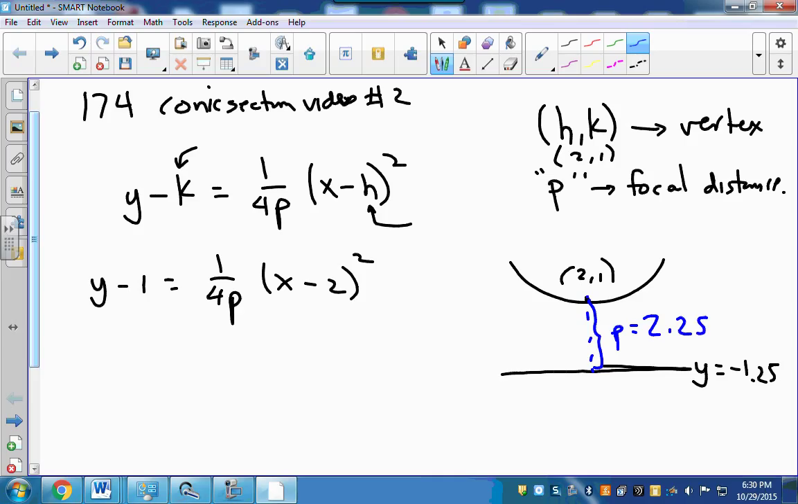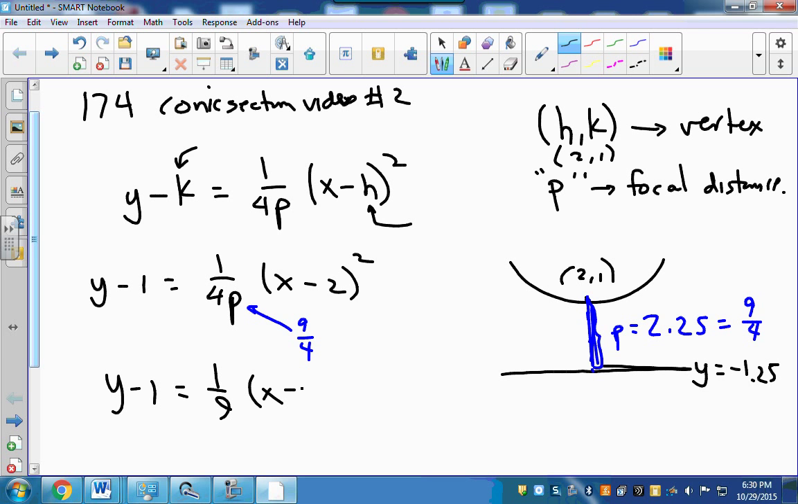It is a distance, so I'm going to call it positive. 2.25. And maybe I can write that a little bit cleaner. That's 9/4. Okay, so that's our p value. We'll put that right here, 9/4. Obviously, the 4's cancel. And we're done with the problem. y minus 1 is 1/9 times the quantity x minus 2, squared.